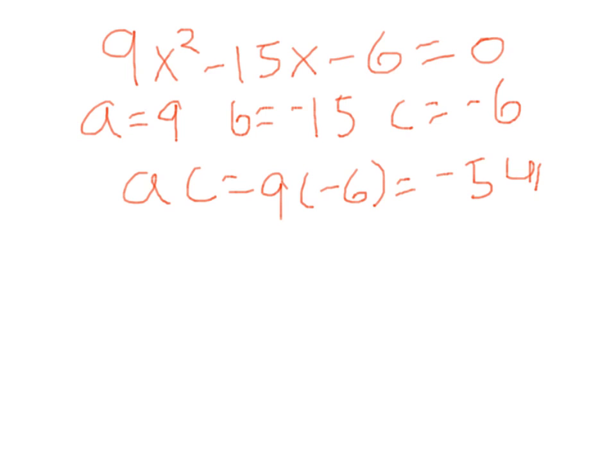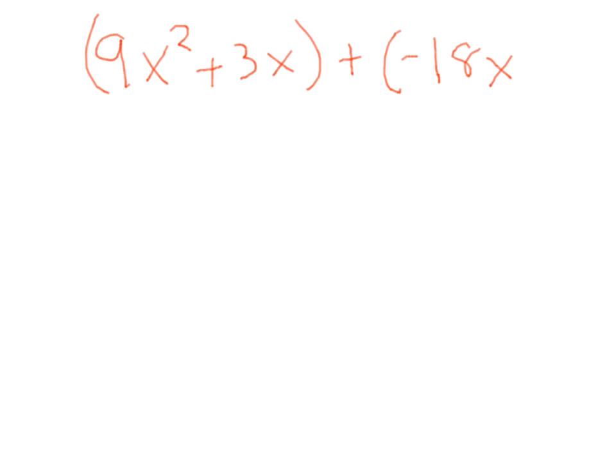The next thing we want to do is find factors of negative 54 that add up to b, or negative 15. The factors that do that in this equation are 3 and negative 18. Notice how 3 and negative 18, if you multiply them together, are negative 54, but if you add them together, are equal to negative 15. This is very important because we don't want to change the equation.